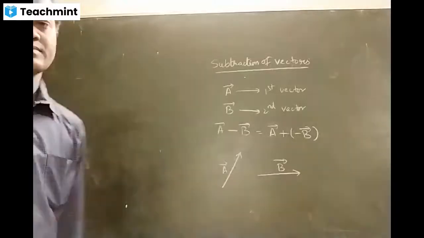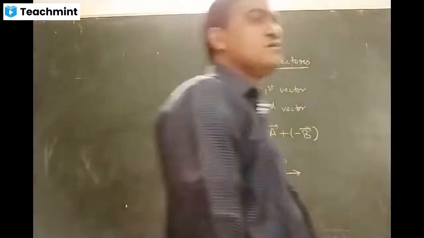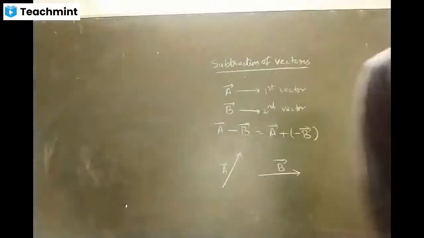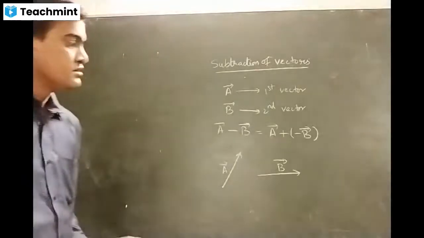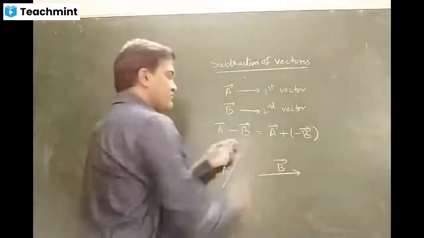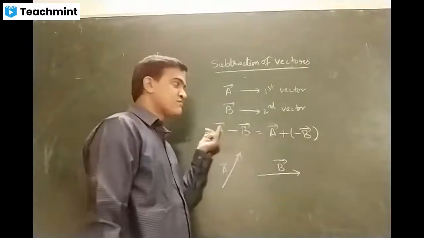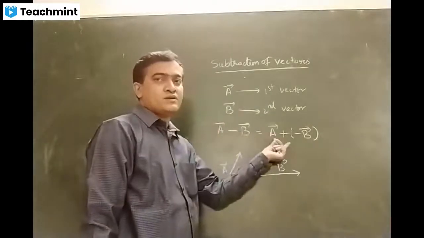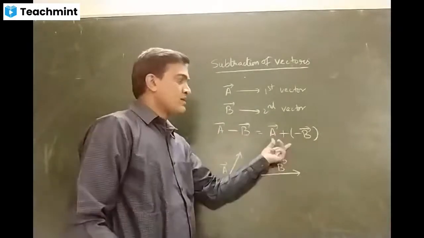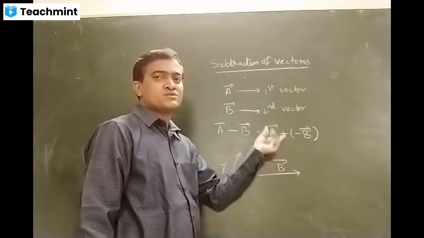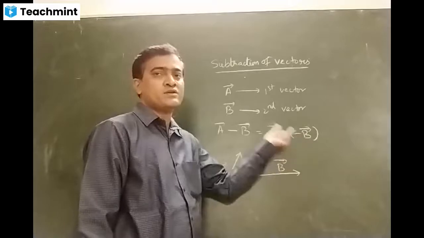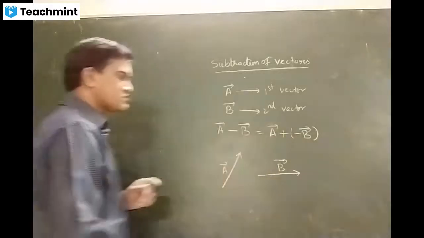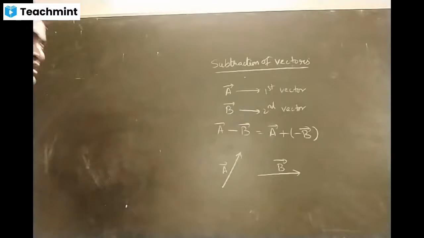What is this minus B bar called? Negative of B bar. Negative vector, sir. By this we can get C bar. If I want to subtract the second vector from the first vector, I can write in this way. That means I am adding two vectors in such a way that A bar plus minus B bar. Here you will get a negative vector. That means a negative vector should be added to the first vector. Let us see. So how to draw a negative vector?